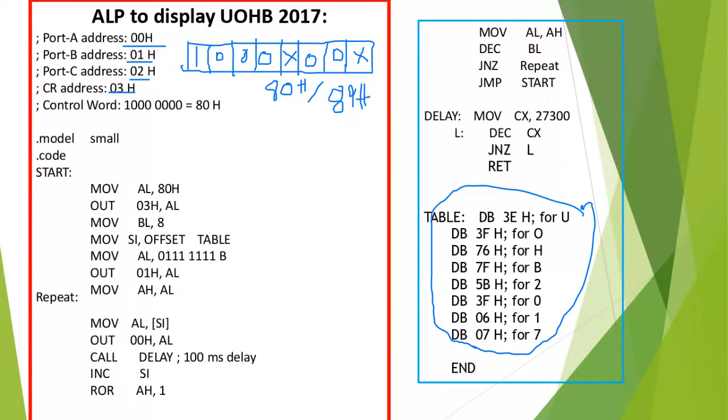Now we can write it: .MODEL SMALL and .CODE, and then MOV AL, control word. The control word is sent to the control register. What is the address of the control register? For example, 03H. Here it is given, for example.